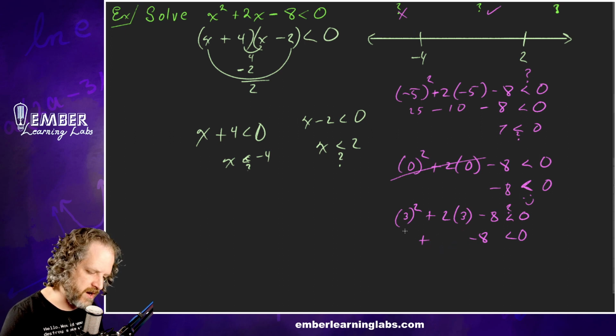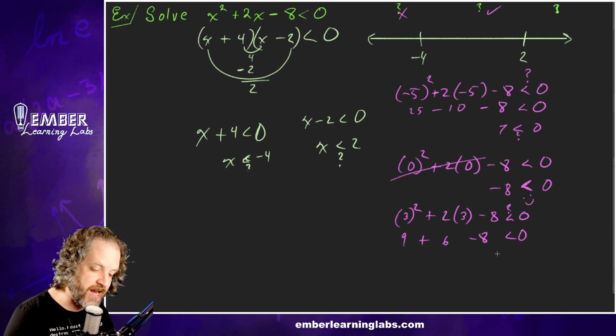3 squared is 9. 2 times 3 is 6. 9 plus 6 is 15. Minus 8 is, again, positive 7.